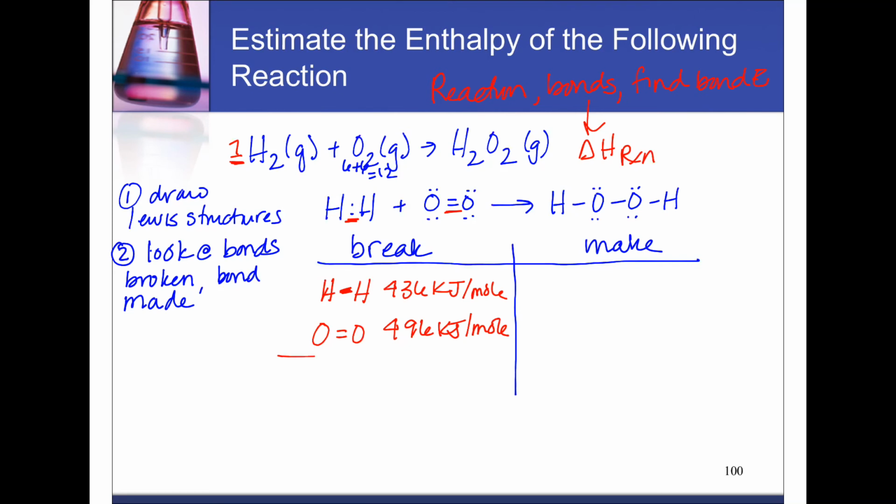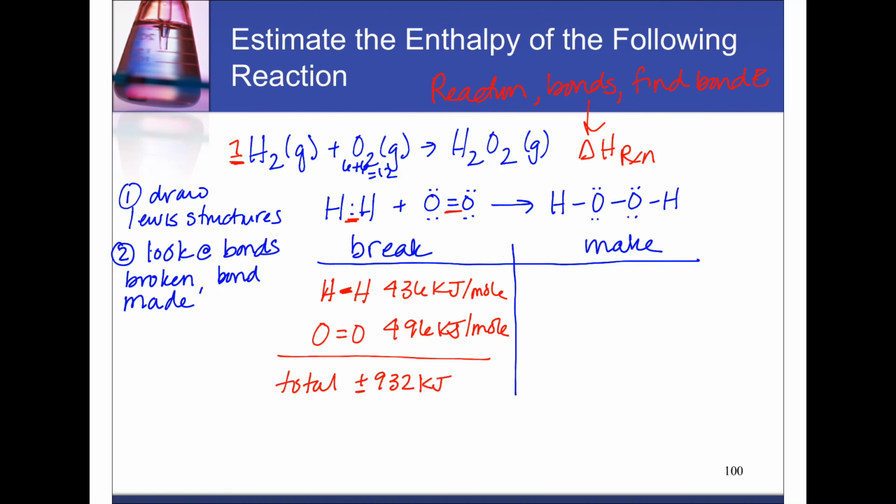Okay, so when I add those up, it was 932 total. And the reason why I'm making sure I put that plus there is because we are investing this energy. It's endothermic. That number is a positive number. It's our kilojoules.